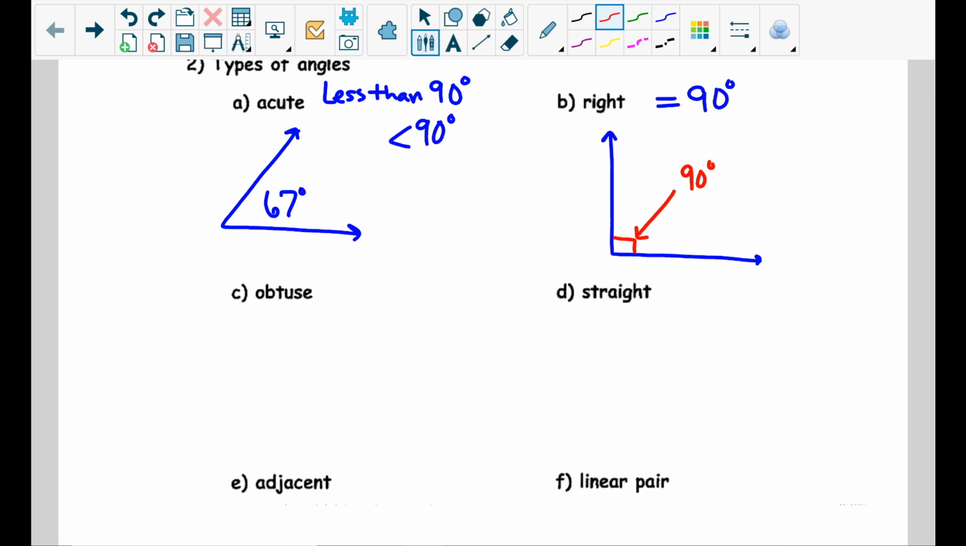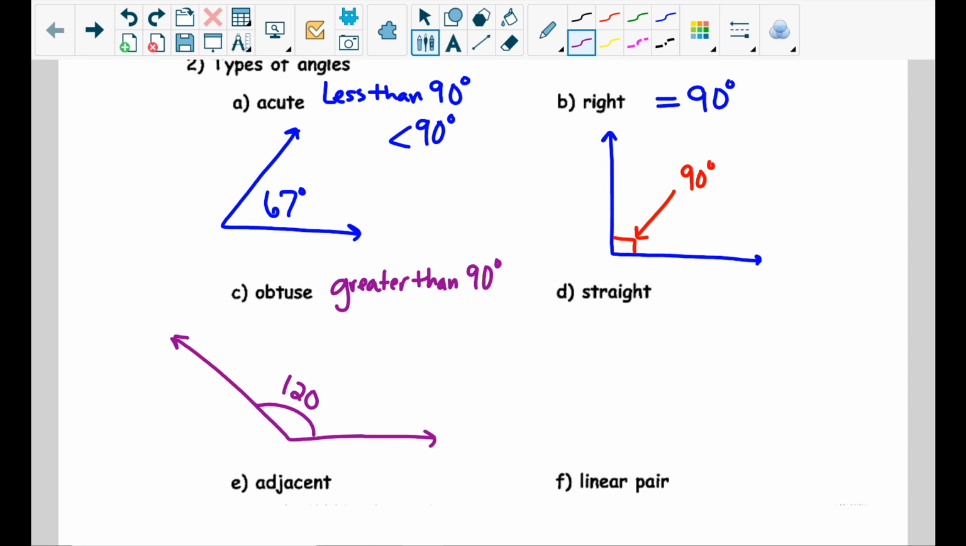Obtuse. Obtuse is what? More than 90. Yeah, greater than 90 degrees, and again, something similar to this, okay? So this angle here, let's say maybe 120 degrees. Again, 120, bigger than 90, it's greater than 90 degrees, okay? So it's an obtuse angle.